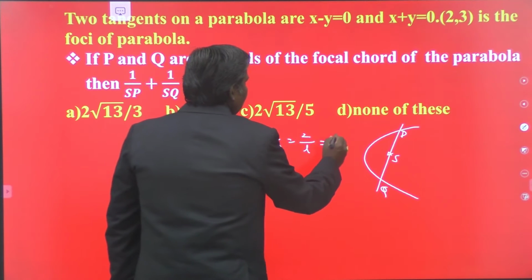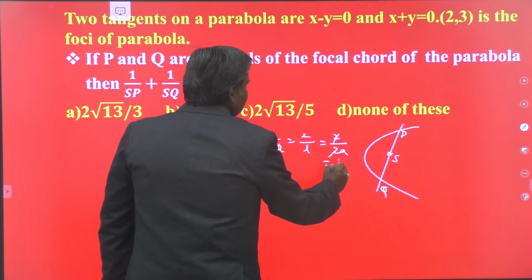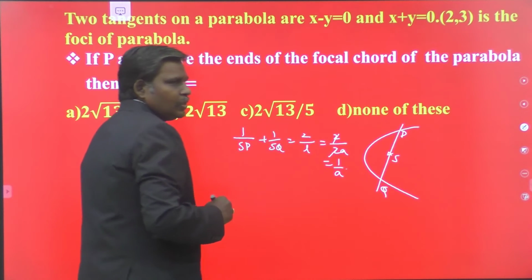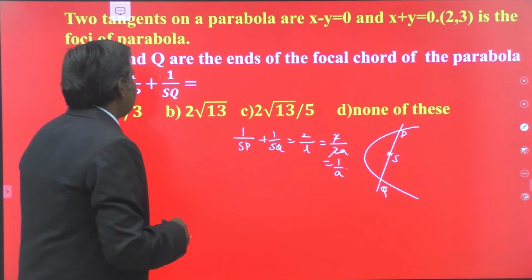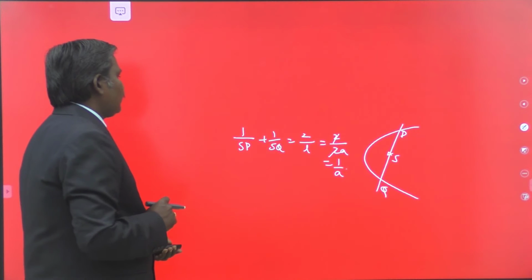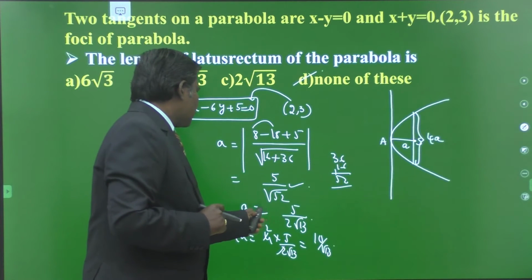2 by L means 2 by 2A. L means semi-latus rectum. That is nothing but 1 by A. You have the value of A; you just reverse that one, and you get the required answer. What is the value of A? From the previous question, you have the value of A.